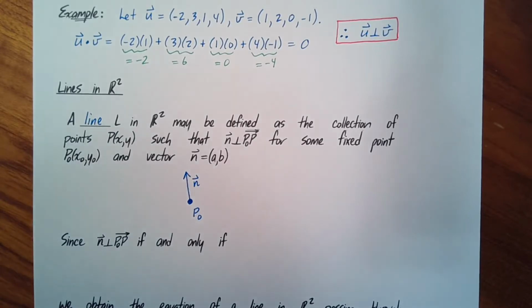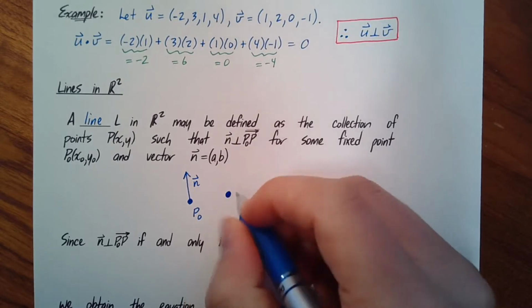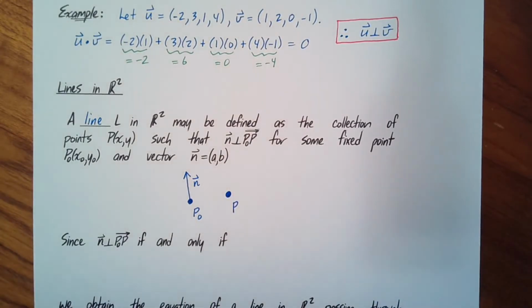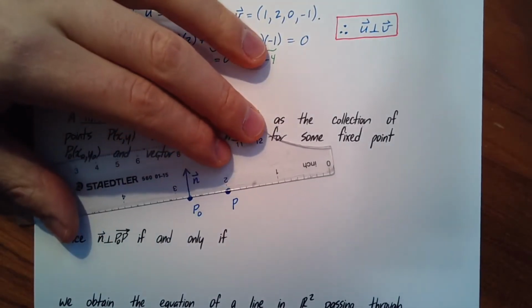So let's finish the drawing now. So maybe I'll put a point P right here, and then I'm going to use a ruler to finish this drawing, just because otherwise it'll just get a bit messy.